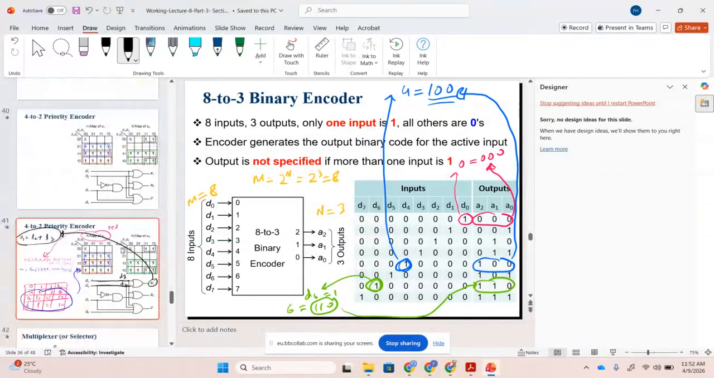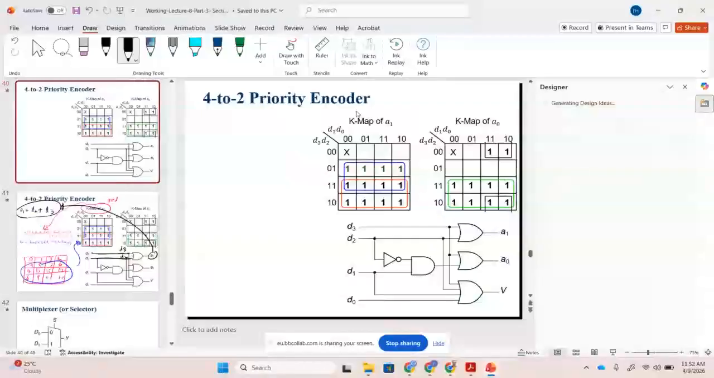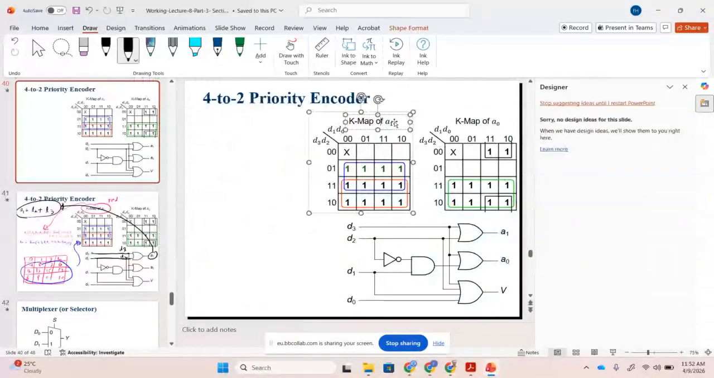Okay. So now please look at here. I have solved it here. This is the 4 to 2 binary encoding. This is the K-map for A1. Got it? Any question? Clear? So now this is the expression for A1. What is the expression for A1?